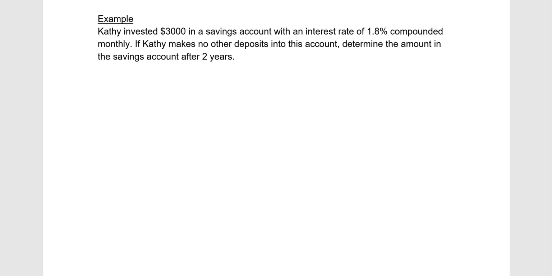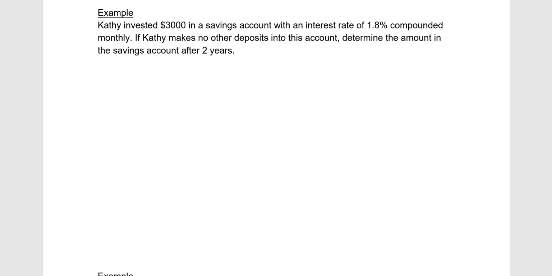Let's do another example. Kathy invested $3,000 in a savings account with an interest rate of 1.8% compounded monthly. If Kathy makes no other deposits in this account, determine the amount in the savings account after 2 years. So we know it's compounded interest because it's compounded monthly. And we're going to write down the formula.